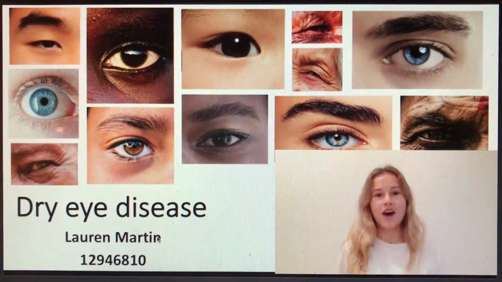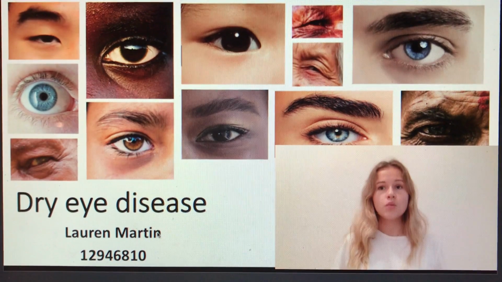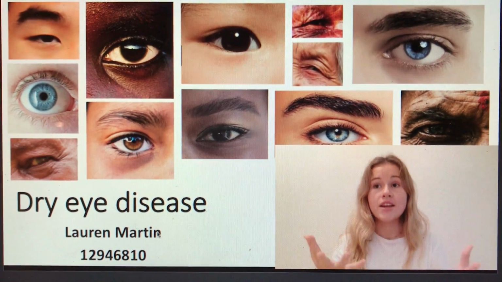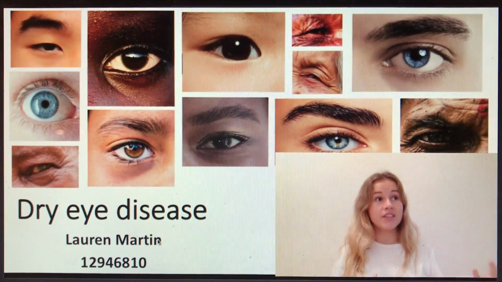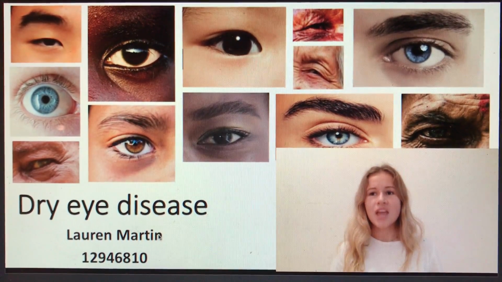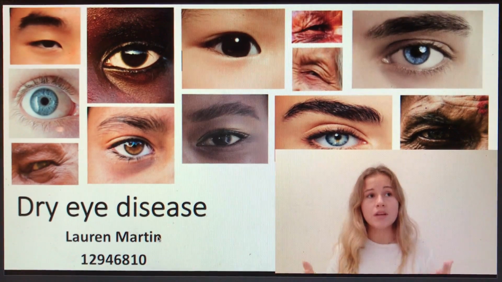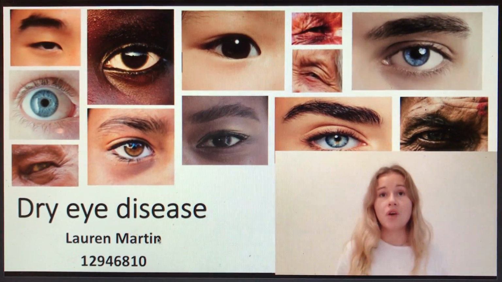Vision is one of our five senses. It allows us to perceive the environment that we are in, whether that is recognizing an old friend, realizing a dangerous situation, or seeing the next meal in front of us. There are many diseases that impair our vision, and one of the most common is a disease called dry eye disease.